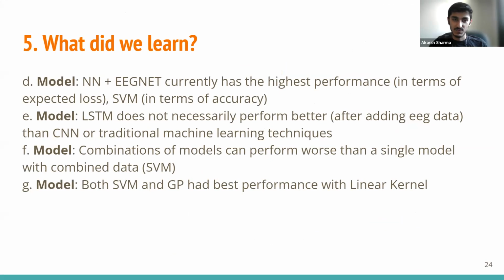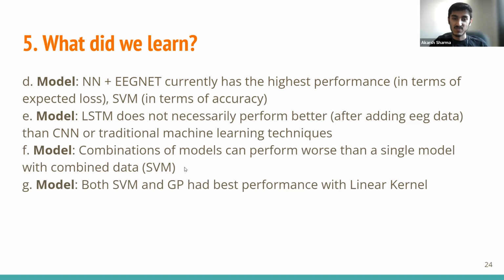A few more insights were that neural network techniques had the highest performance in terms of expected loss. However, SVM had the highest performance in terms of accuracy. We also noticed that LSTM does not necessarily perform better after adding the EEG data set. LSTM was not doing well with the EEG data, probably because it's too noisy for the model to handle, or maybe more hyperparameter tuning is needed. But that's one observation that we made.